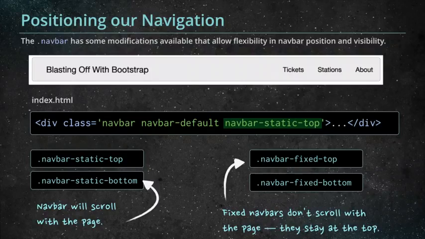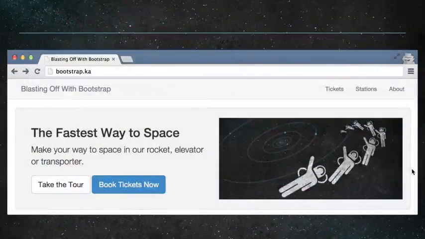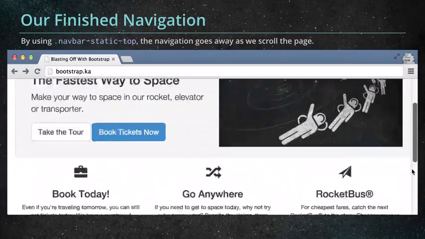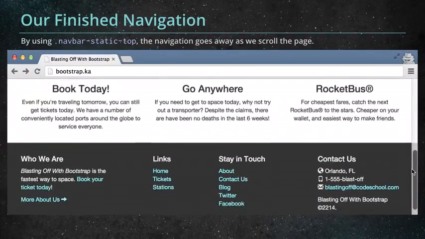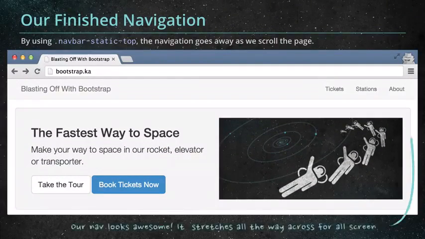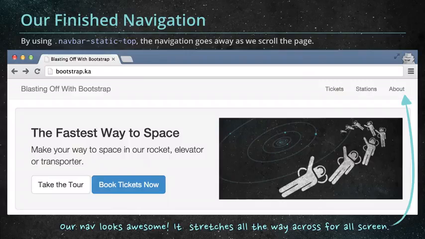Fixed positions will always be visible on the page, so as you scroll, the navigation bar will always show up on top of whatever other content is on your page. It's a bit tough to describe these without an example, so let's take a look at what I mean. Here's the navigation bar using navbar-static-top. As we scroll down the page, the navigation bar goes away. Static just means that it's stationary and will scroll just like the rest of our page content.